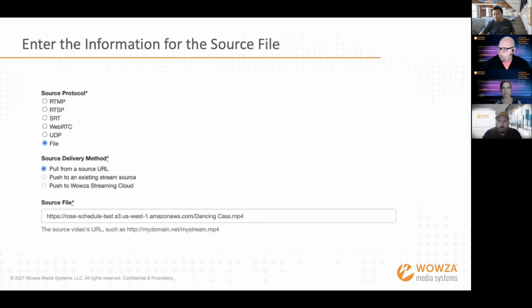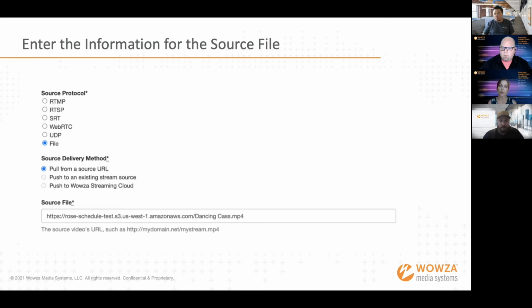Next slide. We saw this really quickly, but I just want to go over it again. For this particular workflow, for source protocol, you want to make sure you have that last option checked, file. For the source delivery method, pulling from a source URL, the source is where you have that pre-recorded file stored. So again, it has to be on Google Cloud or an S3 bucket. I had one set up in my S3 bucket, so it provides me with an object URL, and that is what you enter in that field right there for the source file. So that is my MP4 video that will be streamed as live.